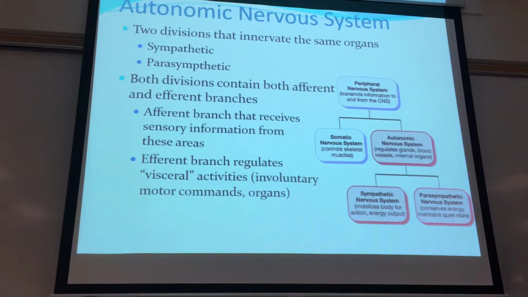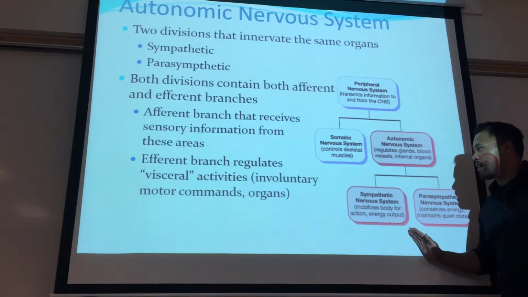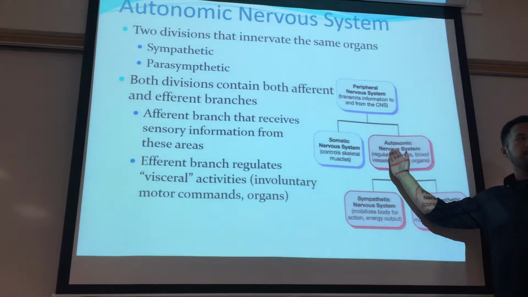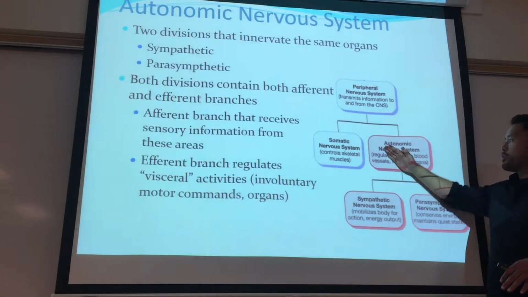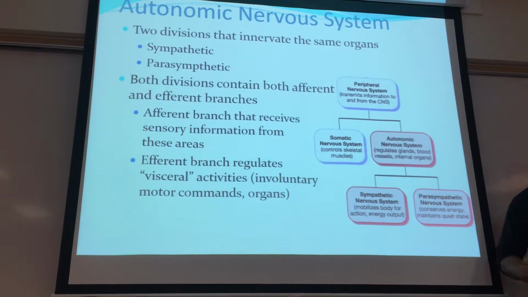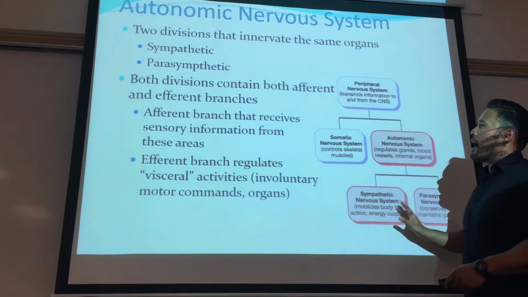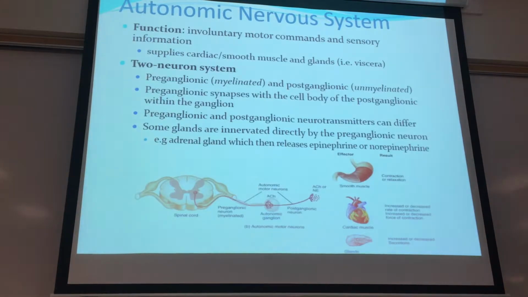If someone's CO2 in their blood increases, what is that? That information is going to contain afferent information that's going to the autonomic nervous system, and then the motor response is going to come back out the efferent pathways. So we'll take a look at the responses afterwards.